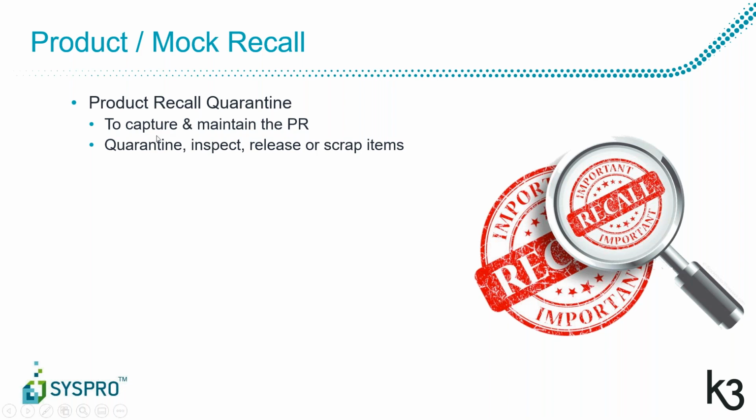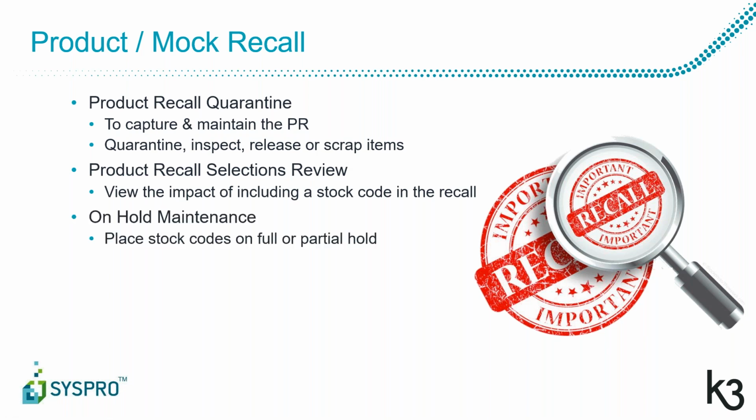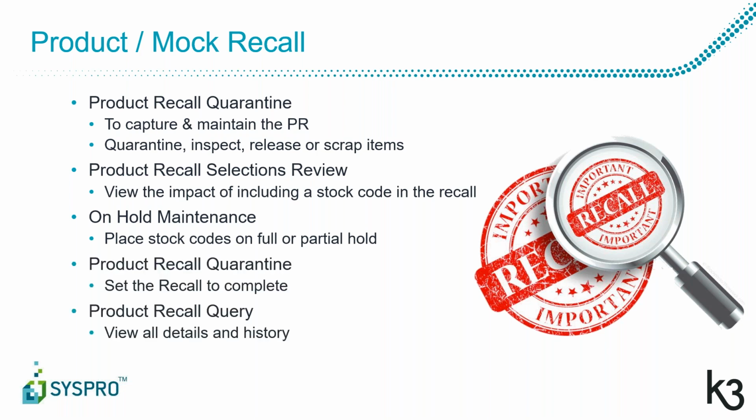The product itself allows you to do a quarantine where you can start going ahead and holding things for inspection, further review, internal processes. Once you've gone ahead and done that, you can scrap items if you so choose. We've got our selections review that Nick went ahead and showcased, where it gives you the ability now to identify other affected parts. You can go ahead and put items on hold while you're doing your investigation. And you can do that automatically through the recall program, which makes it far more effective rather than having to do that individually. You have the quarantine, where you set the recall to complete.